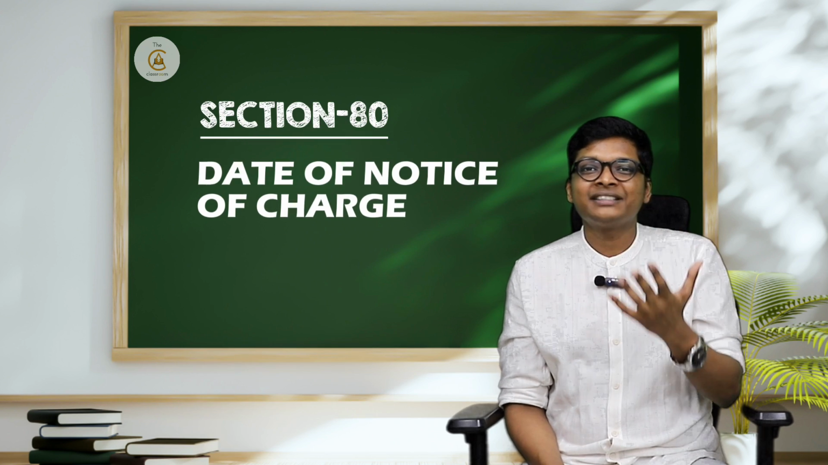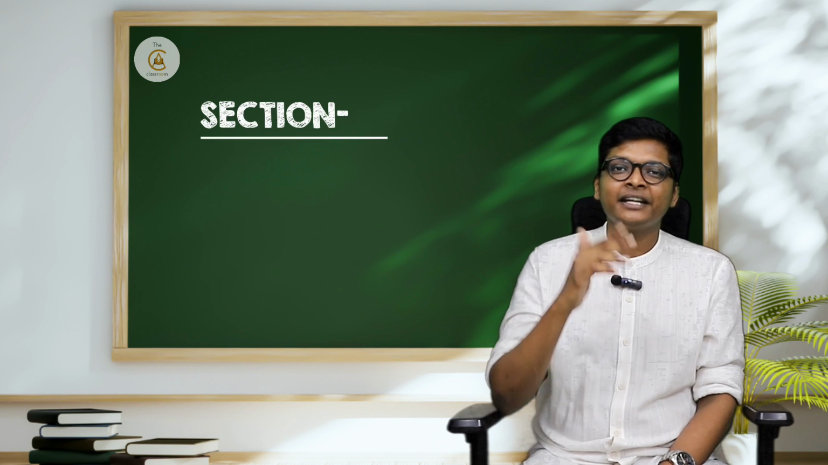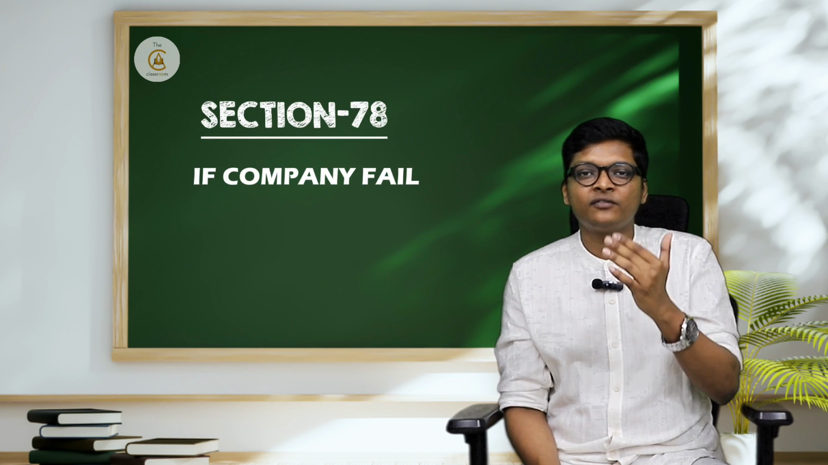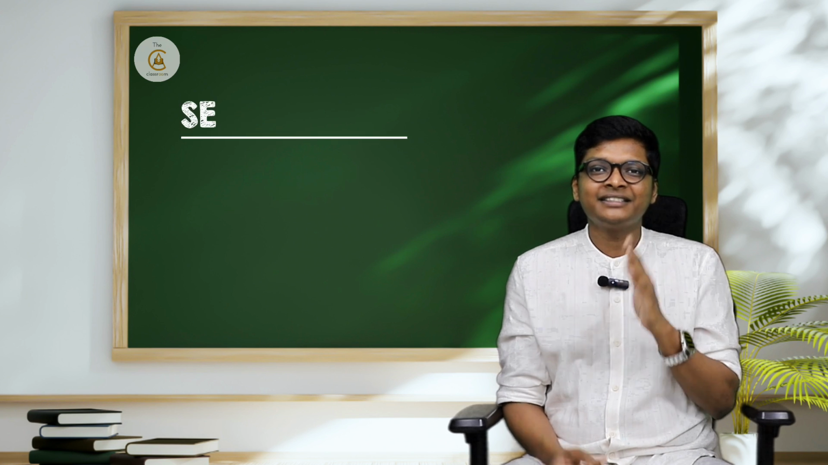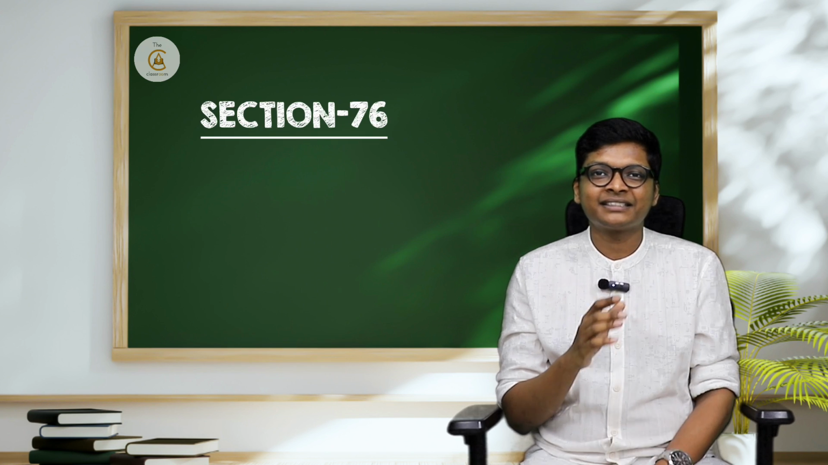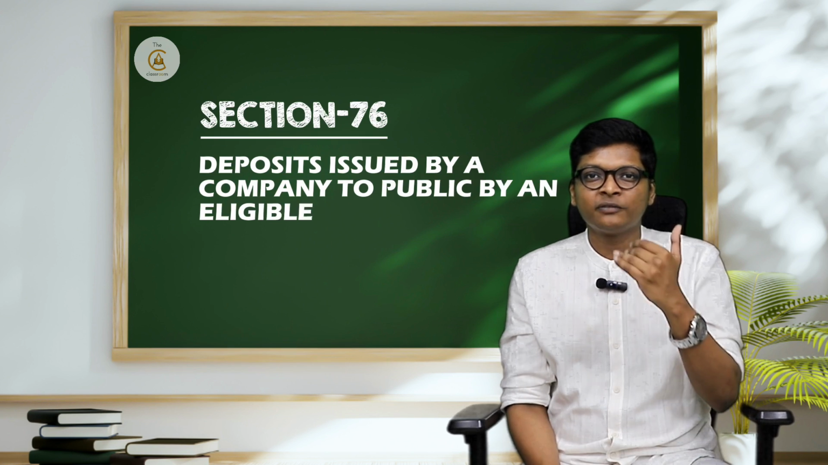80 is, what is 80 guys? 80 is date of notice. 79 modification. 78 charge order to file if company fails. 77 duty to register the charge. That is 77. 76A penalty. 76 is eligible company to make deposits with public.